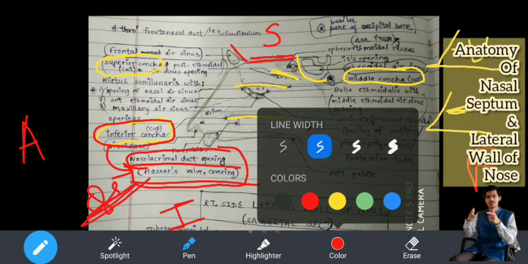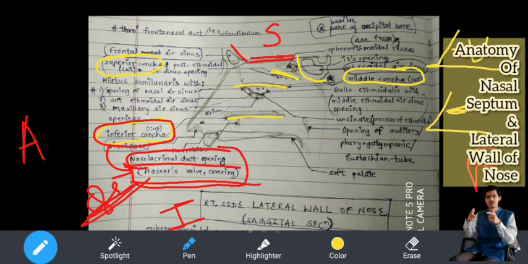Now we will use the yellow color to depict what? Middle concha. Below the middle concha there is a finger-like projected structure. That is called the bulla ethmoidalis. Bulla ethmoidalis. It's an elevation, a finger-like elevation. Not a finger-like projection, but as if you kept a finger flat on a table, how it is looking, like a speed breaker. You can say an elevation like a speed breaker.